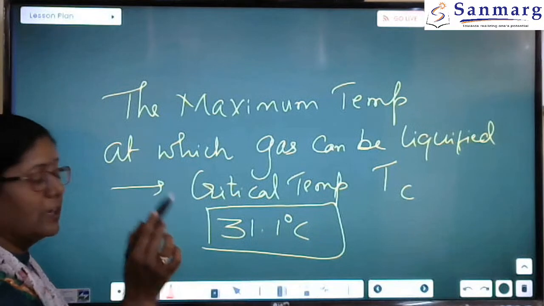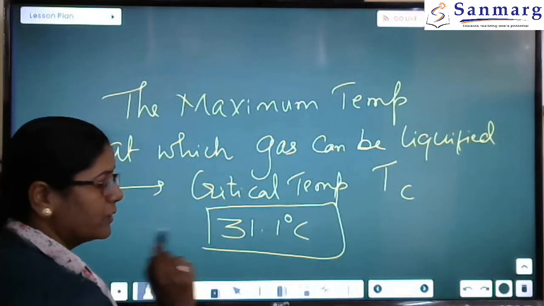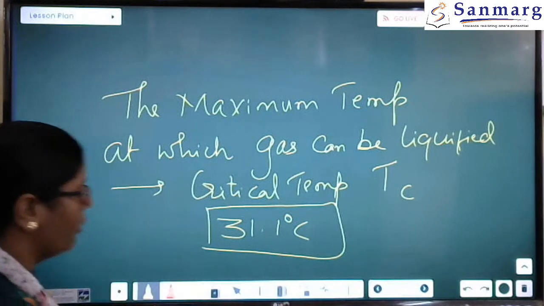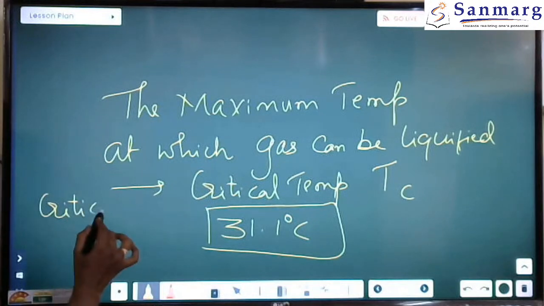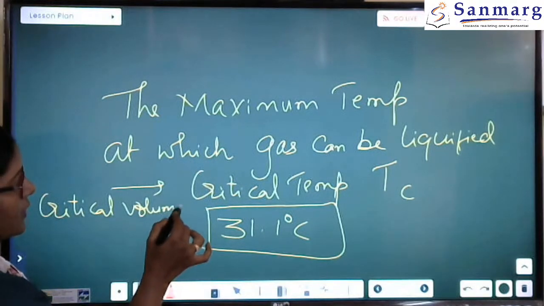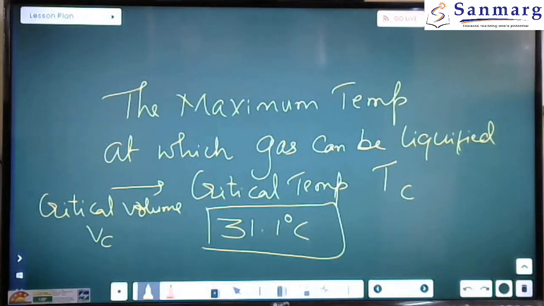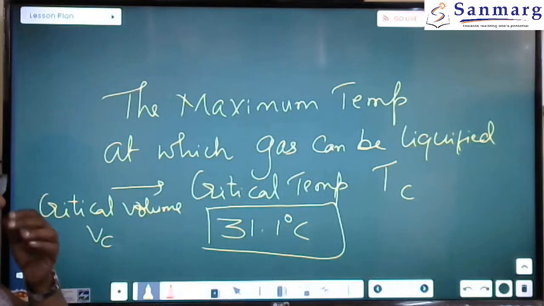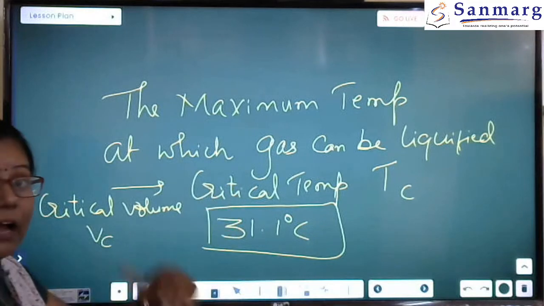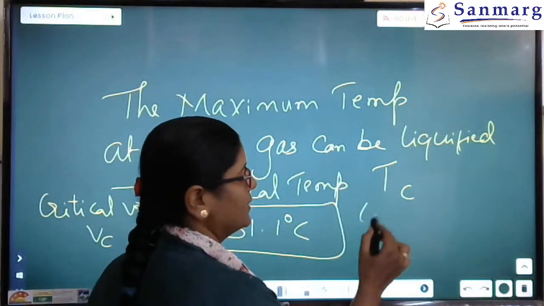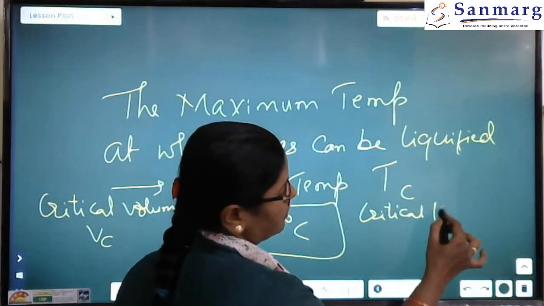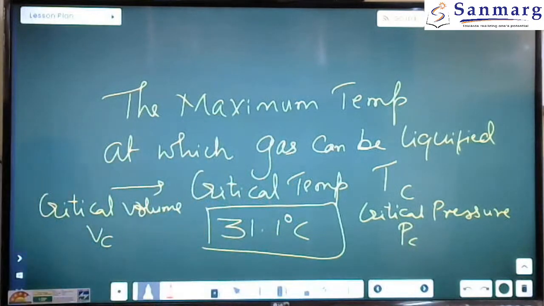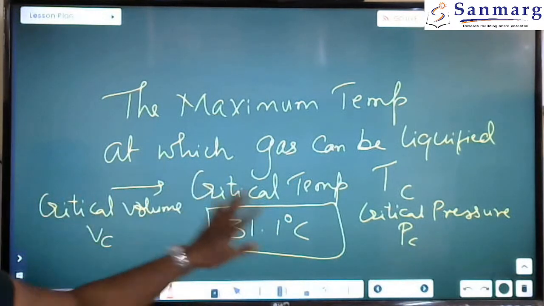At this temperature, the volume that 1 mole of gas occupies is called the critical volume, Vc. The pressure at this temperature is called the critical pressure, Pc. So: critical temperature, critical volume, critical pressure.